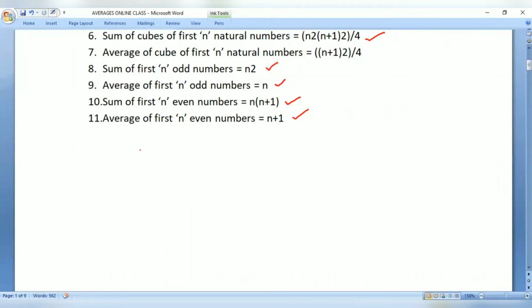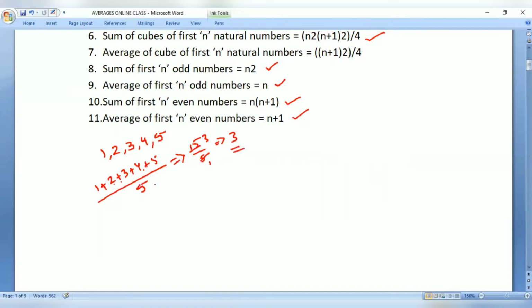For example, if we are asked to calculate the first n natural numbers, that means 1, 2, 3, 4, 5, and I want you to calculate the average of these numbers, what will we do? 1 plus 2 plus 3 plus 4 plus 5 divided by the total, that is 5. Sum of all the values divided by total values. So 5 plus 4, 9 plus 3, 12 plus 2, 14 plus 1, 15 divided by 5. So finally 5 threes.